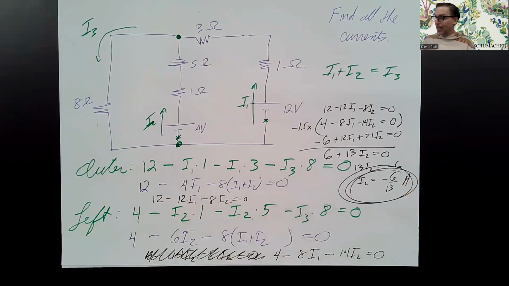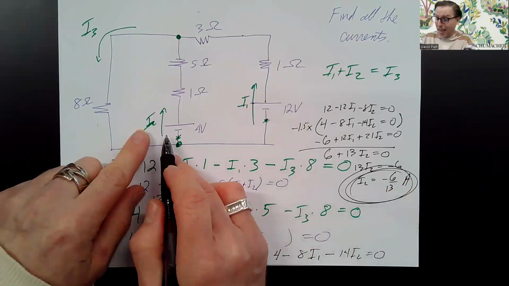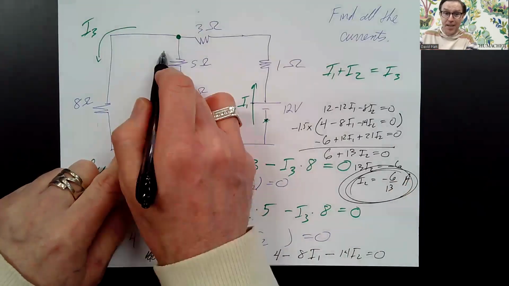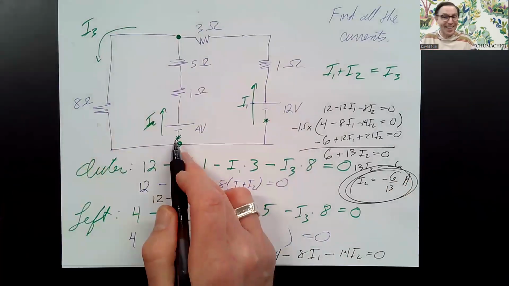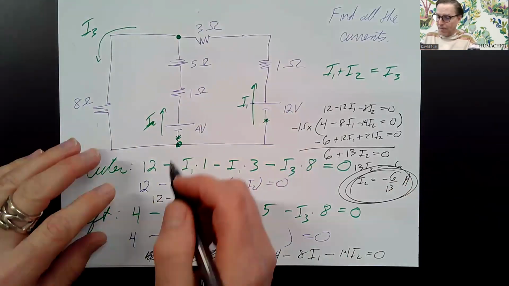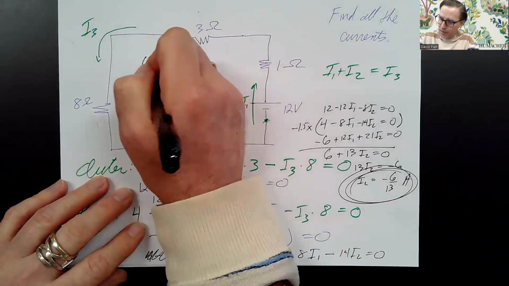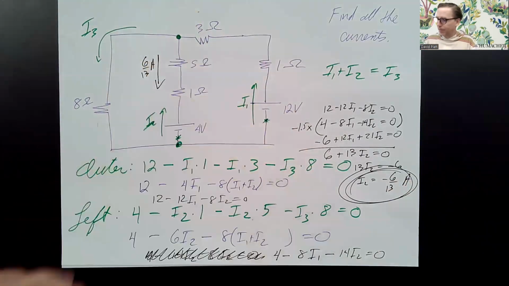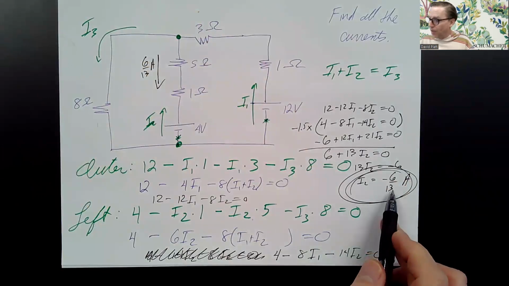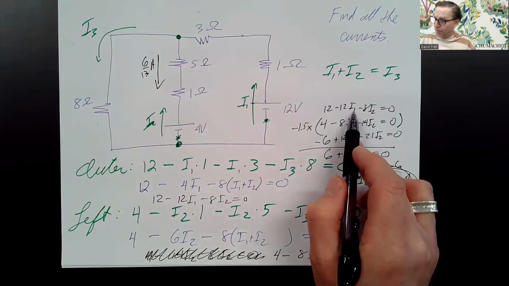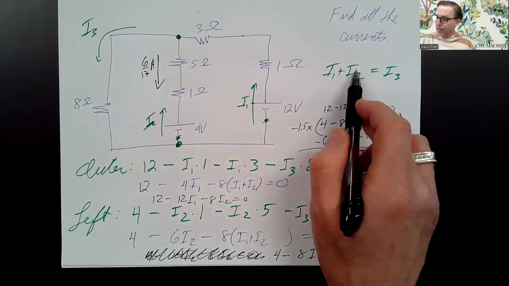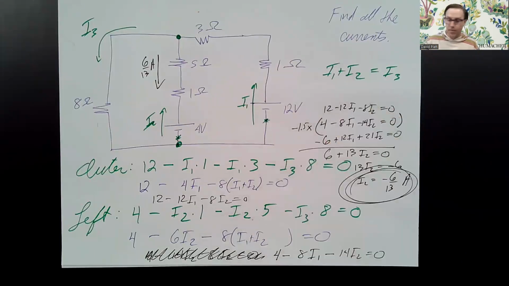Hey, look at that. It says that I2 is negative. That means that the current doesn't actually go this way. It goes this way. So my final answer is, the current goes this way, 6/13 of an amp. Now that I know that, I can take this number, negative 6/13, plug it back into this equation and find I1, and then plug it into this equation and find I3.